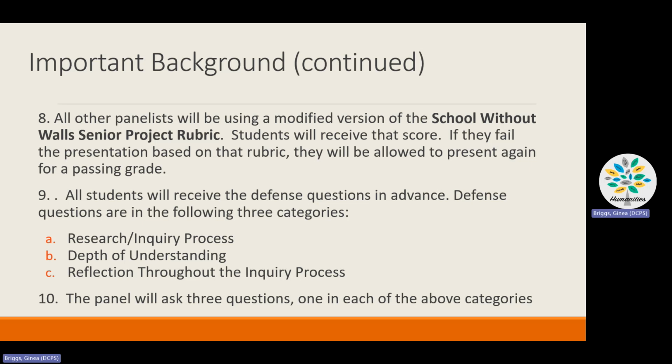A, the research inquiry process. B, depth of understanding. And C, reflection through the inquiry process. The panel will ask 3 questions, 1 in each of the above categories. Before each presentation, we, meaning the panel, will divide which judge will ask which question.